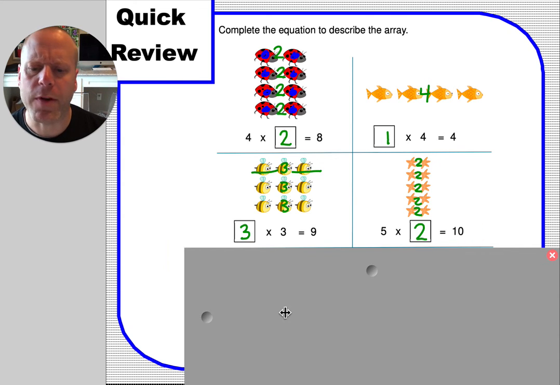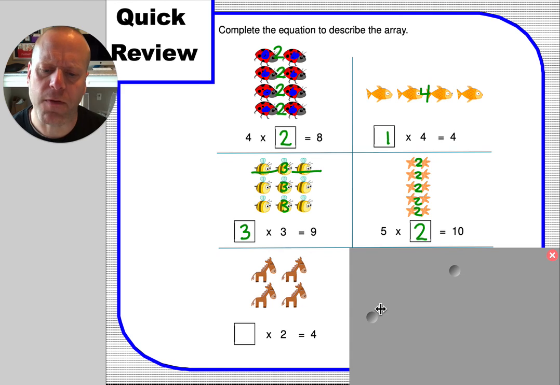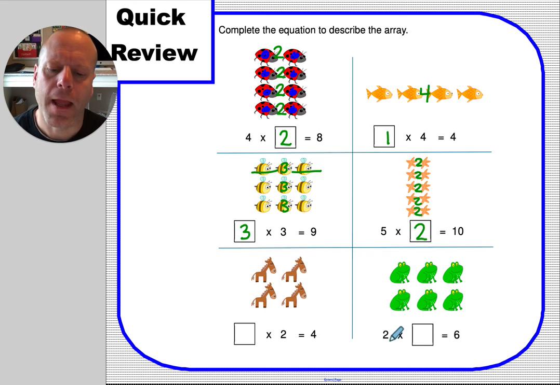This should be a quick review for you. Things that you've done before. How many twos make a 4? 2 of what make a 6? The array should help you find these two answers. Okay? Thanks very much, guys.